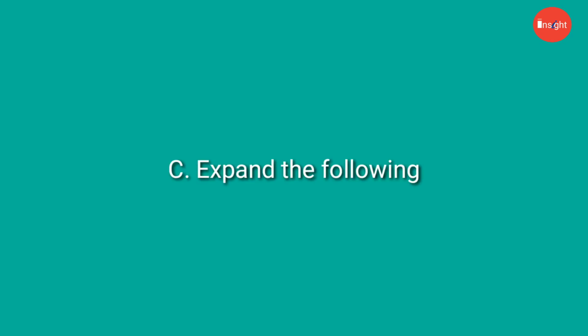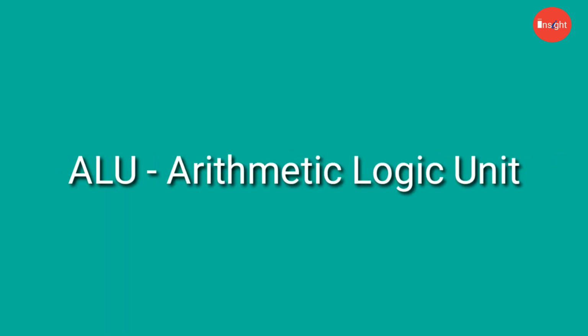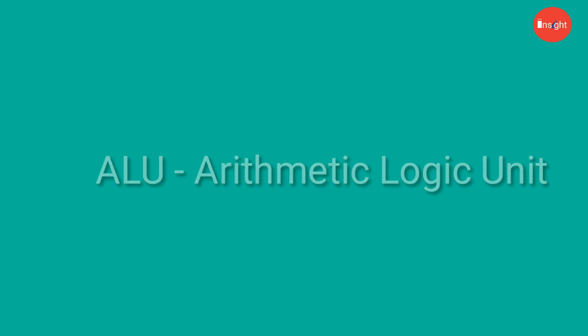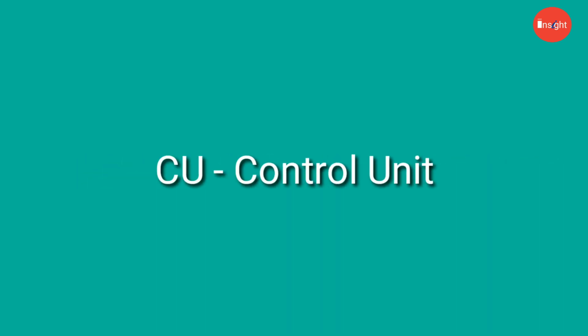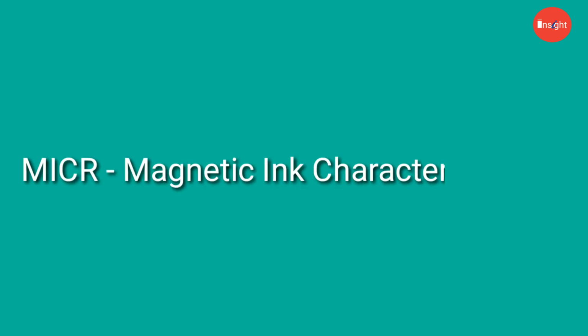Question number C. Expand the following. Number 1. CPU, Central Processing Unit. Number 2. ALU, Arithmetic Logic Unit. Number 3. CU, Control Unit. Number 4. RAM, Random Access Memory. Number 5. ROM, Read Only Memory. Number 6. MICR, Magnetic Ink Character Reader.